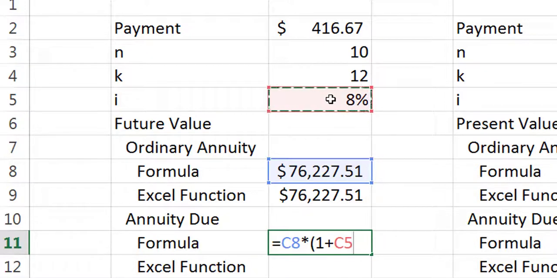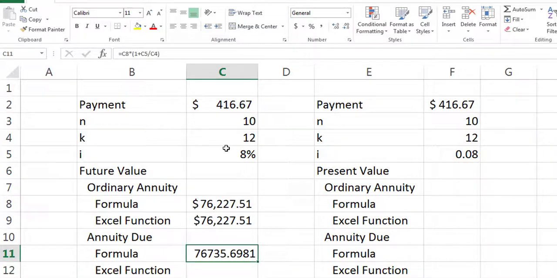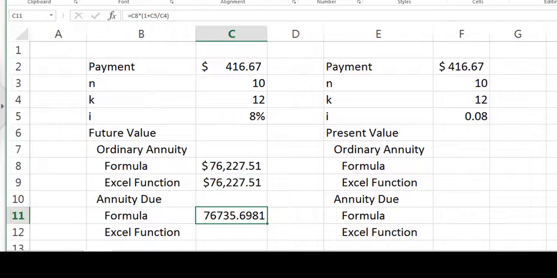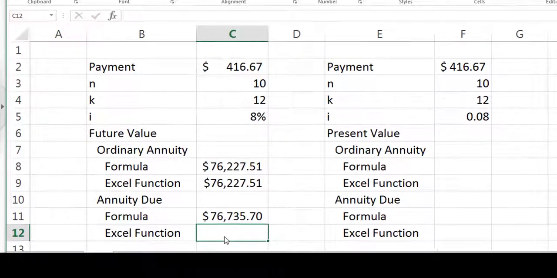Now we can't just stop at 8%. We have to remember we're doing this monthly. So we have to divide it by our 12 months by clicking on cell C4. We'll close that and hit enter, and we have another number. And what I want you to notice as I format it here is that it's slightly different. It's about $500 larger.